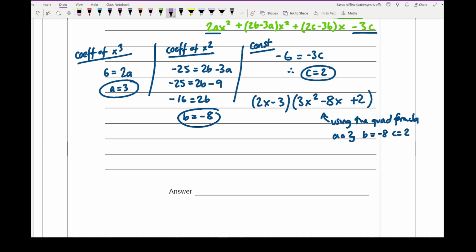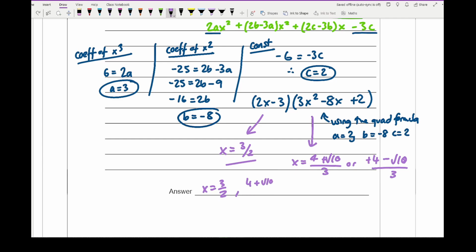So the solution for this bracket is x equals 3 over 2. And then solving this quadratic using the quadratic formula, I'm going to get a value of 4 plus root 10 over 3, or 4 minus root 10 over 3. That's a 10, not a 16. And so the three values are x equals 3 over 2, 4 plus root 10 over 3, and 4 minus root 10 over 3. And there are my three solutions.